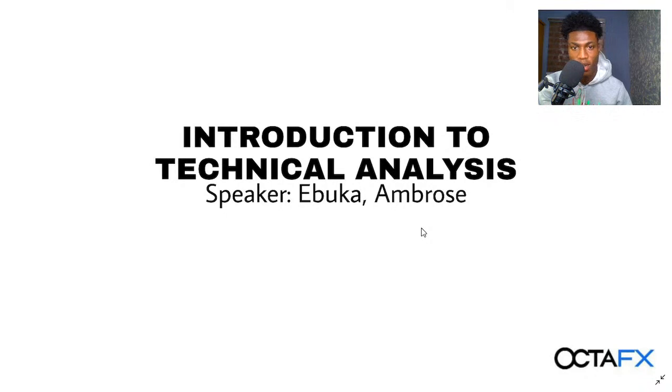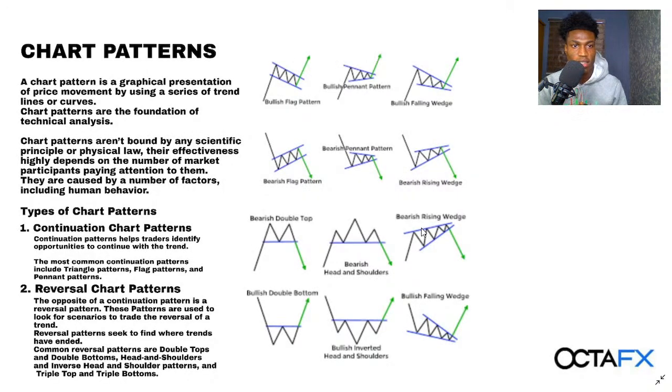So straight up, we're going to look at chart patterns. What are chart patterns? A chart pattern is a graphical presentation of price movement by using a series of trend lines or curves. Chart patterns are like the foundation of technical analysis. They are not bound by any scientific principle or physical law. Their effectiveness highly depends on the number of market participants paying attention to them, and they are caused by a number of factors, which includes human behavior. So chart patterns simply give you a heads up about what the market is going to do or what the market is doing.